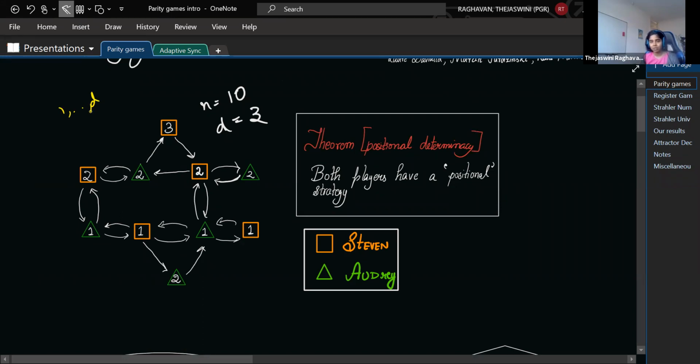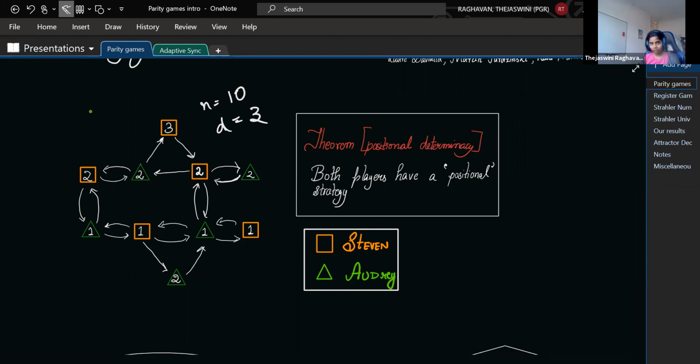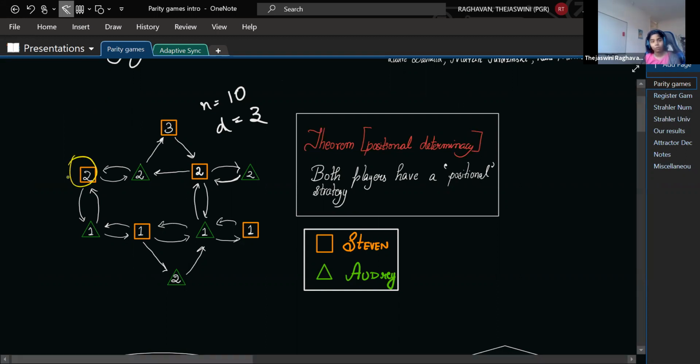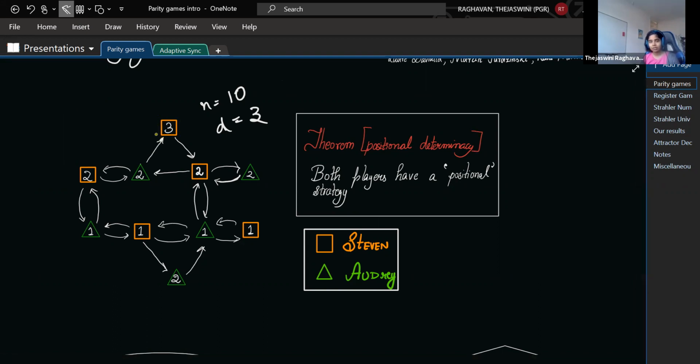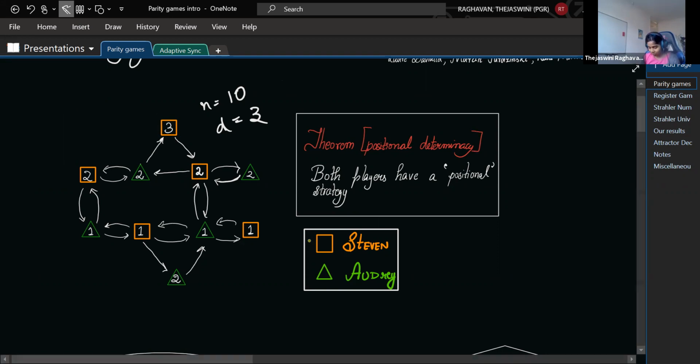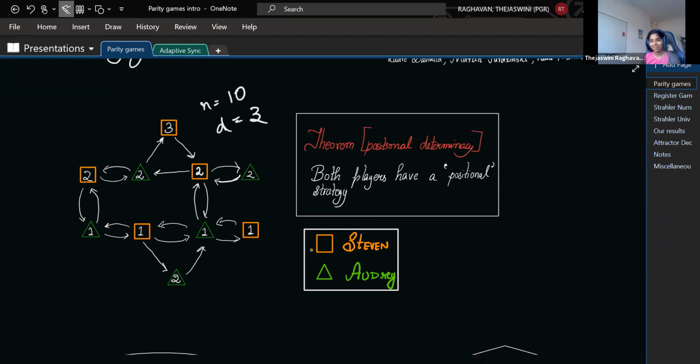In this example, you can see that there are the following priorities. For instance, this vertex has priority 2, and then this vertex here has priority 3, and so on. Now I've denoted Steven's vertices with a square and Audrey's vertices with a triangle. In case you want to remember, Steven is the even player and a square has four sides. So 4 is even, so it all comes together.